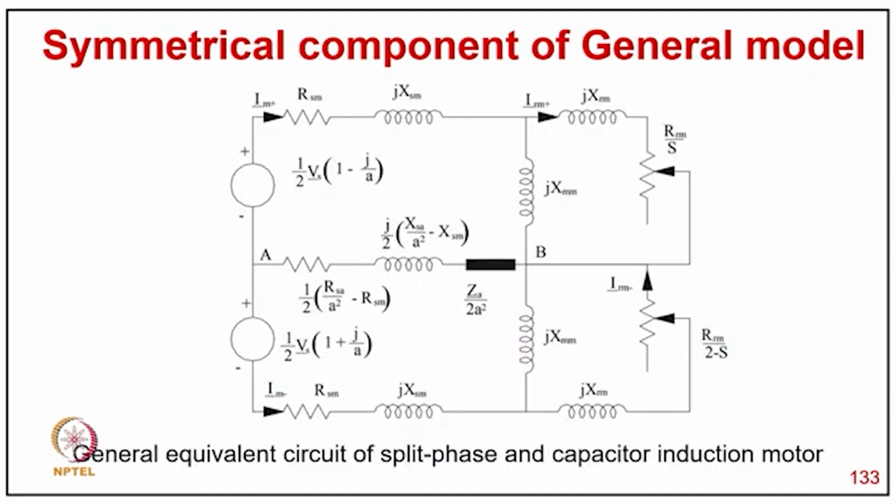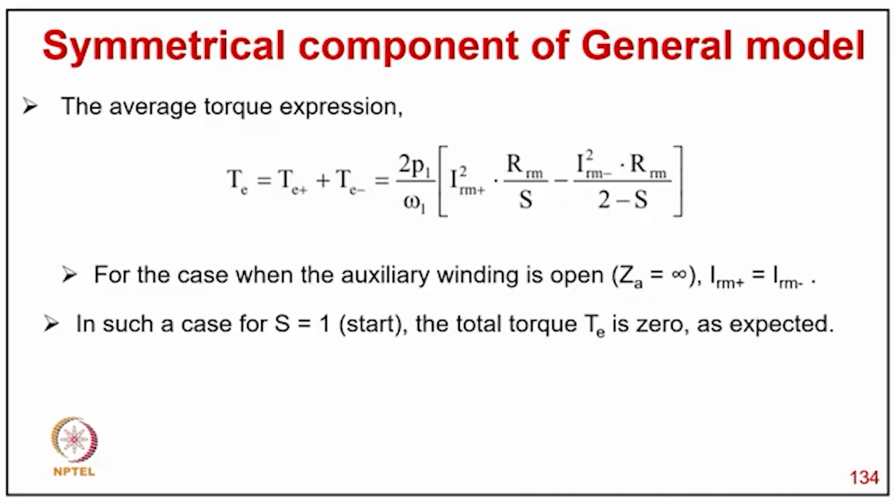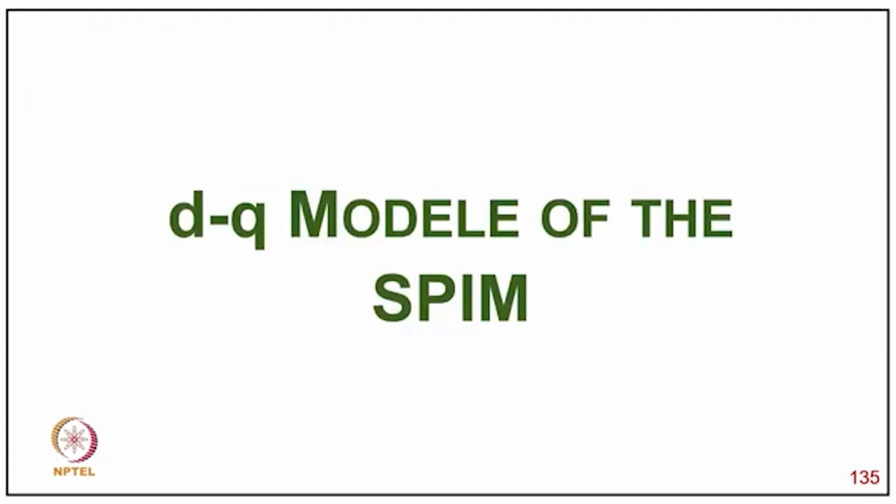And you can see the equivalent circuit, how it is referred to the main winding with the symmetrical components. You have a positive sequence and negative sequence for rotor and stator, with these impedances as explained there. So you can say the average torque will be equal to Te = (2p1/omega1)(IRm+ square RRM/S minus IRm- square RRM/(2 minus S)). For the case when the auxiliary winding is open, Z equals infinity, IRm+ equals IRm-. In such a case, S equals 1, the start torque is 0 as expected.